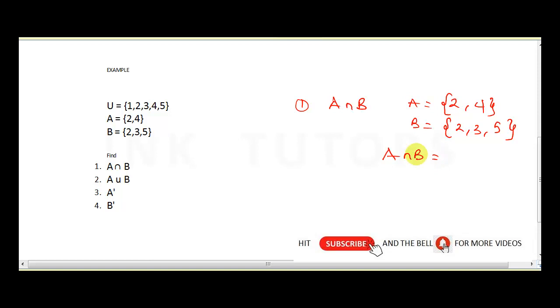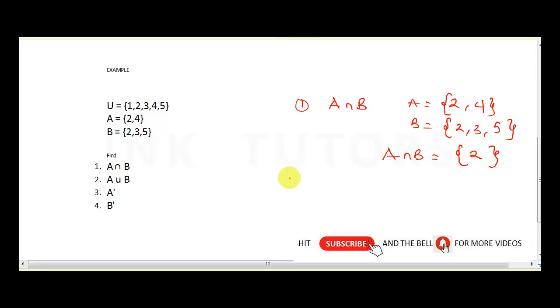Remember, intersection means the things that are common to both sets. From here, I can see the only item common to both sets is 2. So 2 can be found in A, 2 can be found in B. 4 can be found in A, but 4 is not in B. 3 is in B, 3 is not in A. 5 is in B, 5 is not in A. So our final answer is 2.